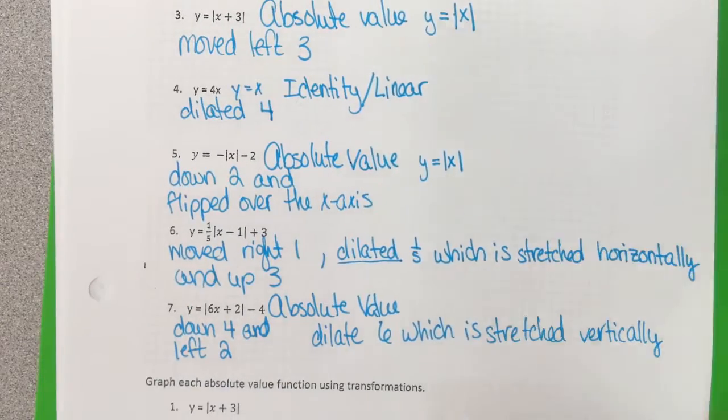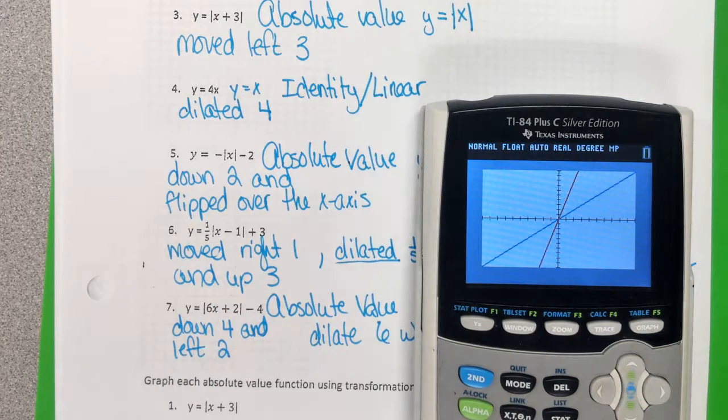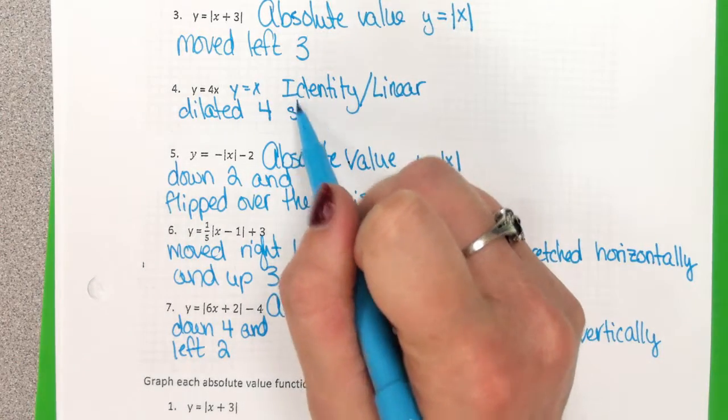All right, so when it dilated by 4, what did that do to the graph? The red one is the new one. So what happened to it? Changed the slope, but did it stretch it horizontally, or did it stretch it vertically? It stretched it vertically. Very good. Vertical, not horizontal. Vertical.